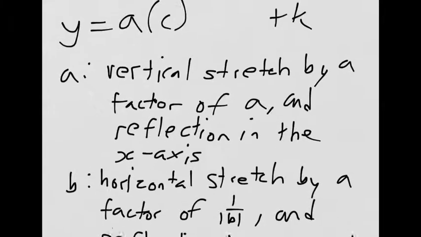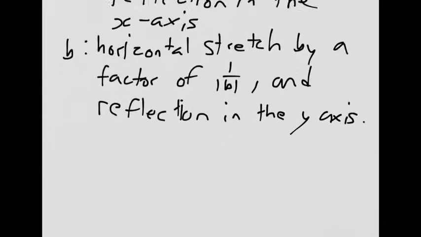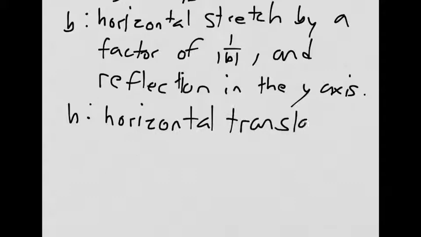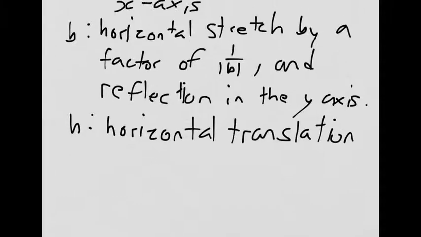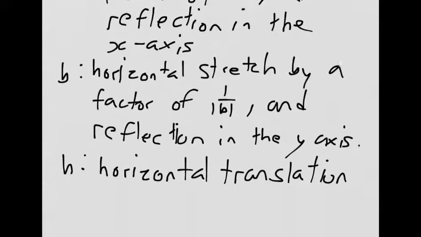Okay. Then we have h. What does the h do? Horizontal translation. Good. H for horizontal. That's a good way of putting it. And lastly, k. What does k do? Vertical translation. So like I said, you should know pretty much all of these already.